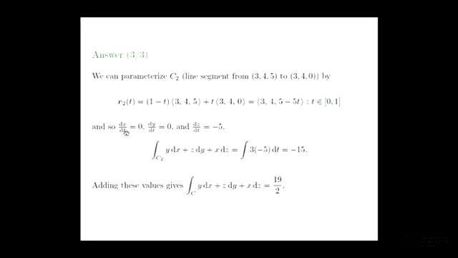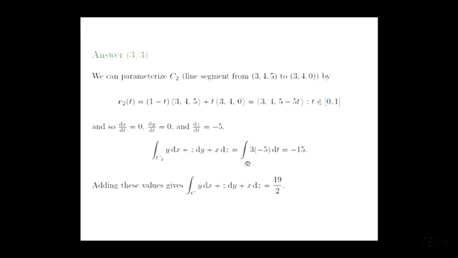Because the derivative of x with respect to t is 0, the derivative of y with respect to t is 0, and the derivative of z with respect to t is minus 5. So this integral right here simplifies quite a bit, right? Because this disappears. Our x gets 3, and our dz gets minus 5. Oh, dt. So all we have to do is integrate minus 15 dt.